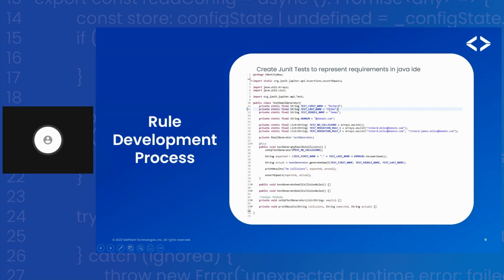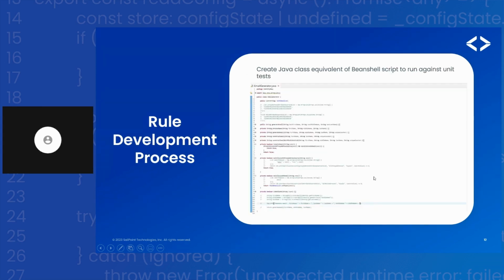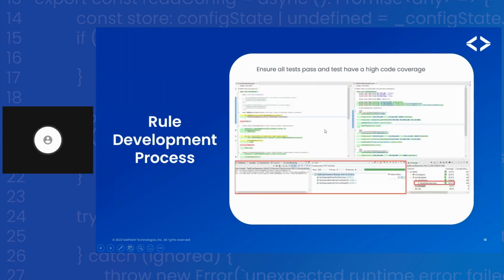So in the case of no existing users with this first, middle, last name, you would expect to get just the first name and last name in this scenario. The next step would be to actually make the rule. Let me zoom in a little bit here.